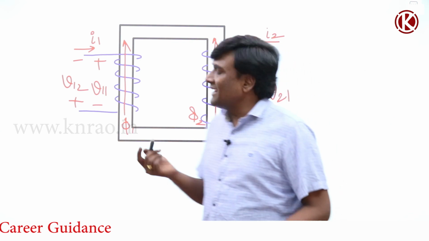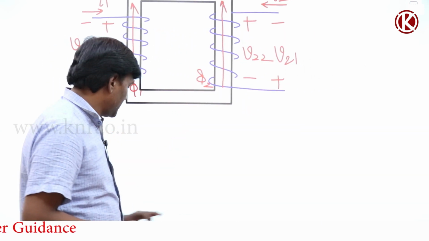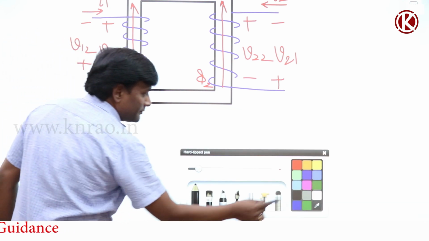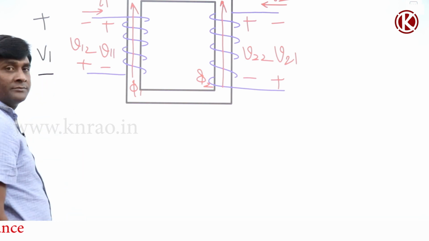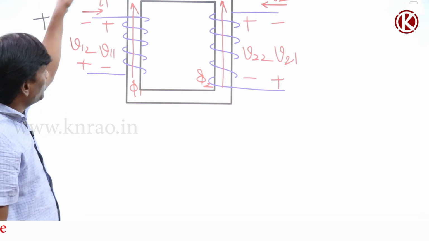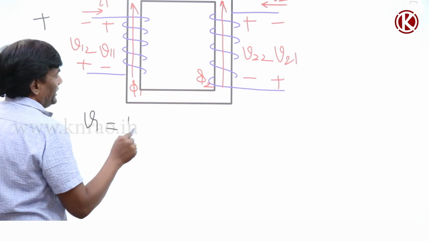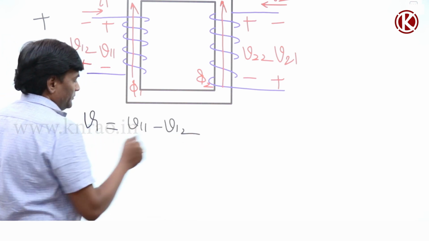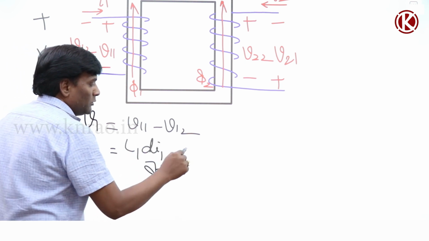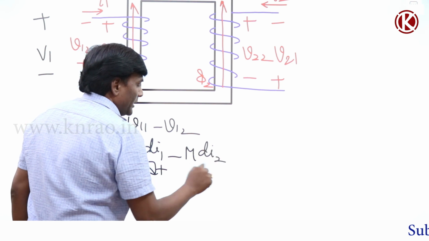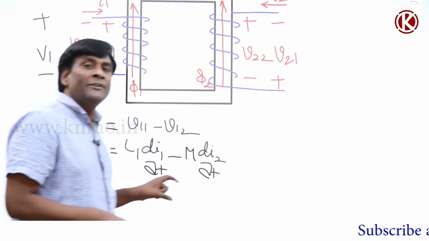Okay, so if I write the equations first, here, the total voltage is V1. So V1 equals plus V11 minus V12. So V1 is going to be V11 minus V12. What is V11? Self, L1 di1 by dt. What is V12? Minus M di2 by dt. Okay, so these equations have to be satisfied by our model.